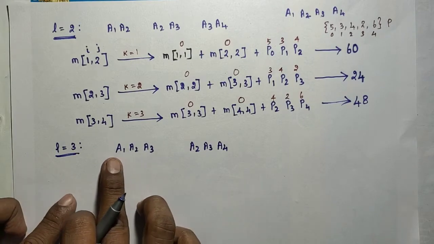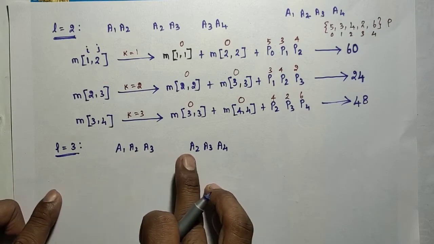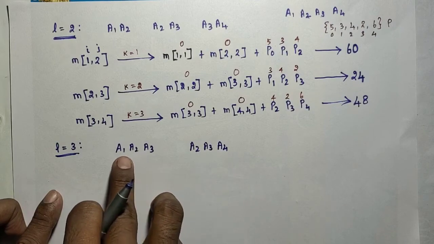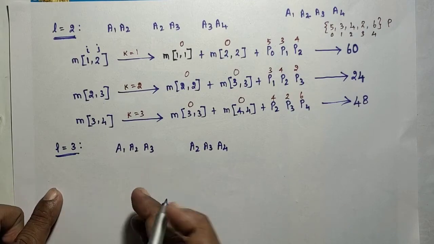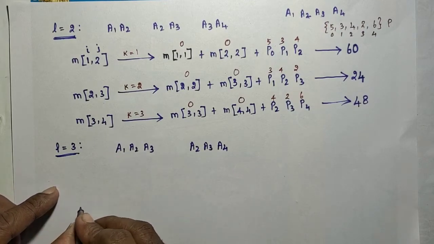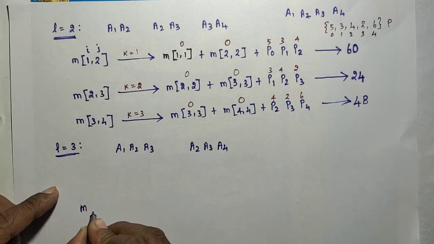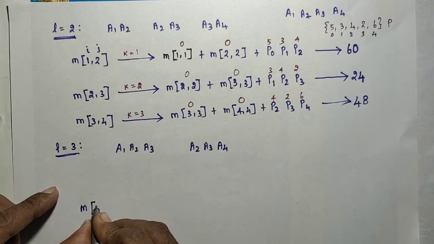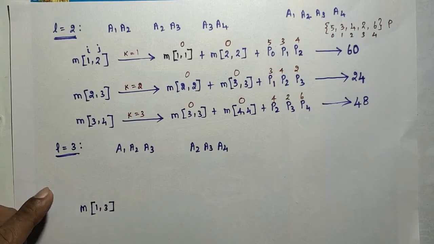So those are the only 2 possibilities. It means A1, A2, A3 and then A2, A3, A4. It is nothing but M of 1, 3. So the first one to be determined is M of 1, 3. That we have to find.